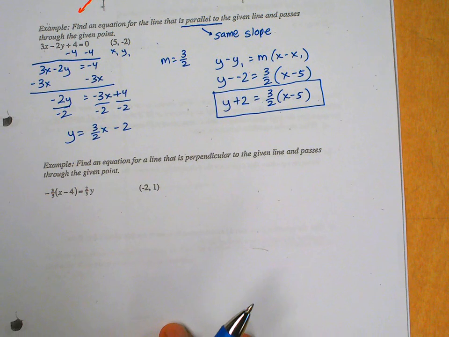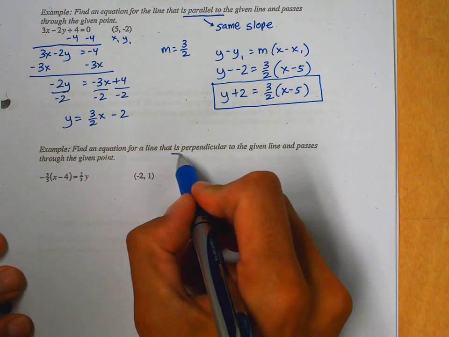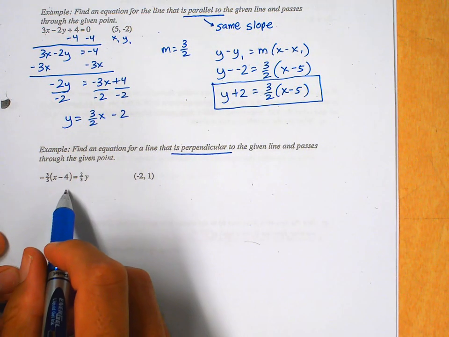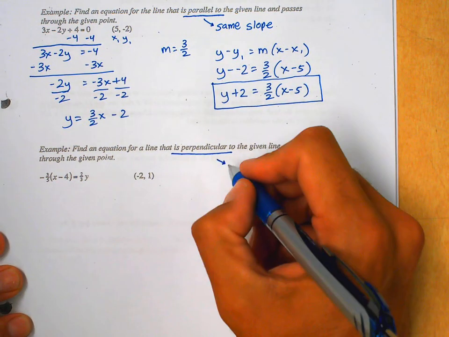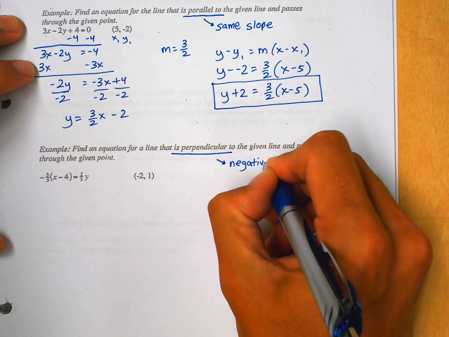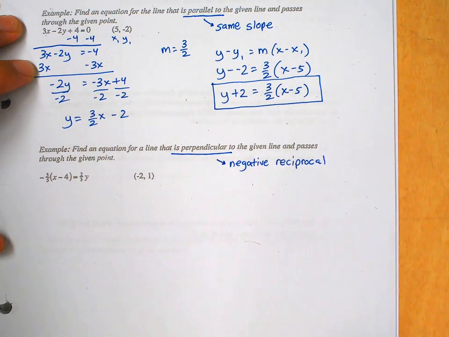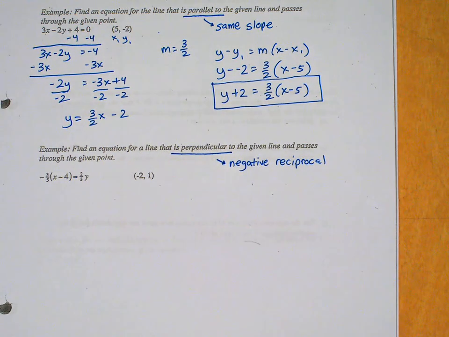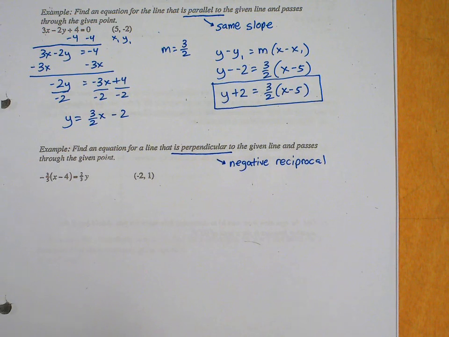Now, similar process here. The only difference is I'm finding an equation for a line that is perpendicular to the given line. So when I see perpendicular, I should already be thinking negative reciprocal. So I need to find this slope and then figure out what the perpendicular slope will be. So same thing, we're just going to get y by itself.